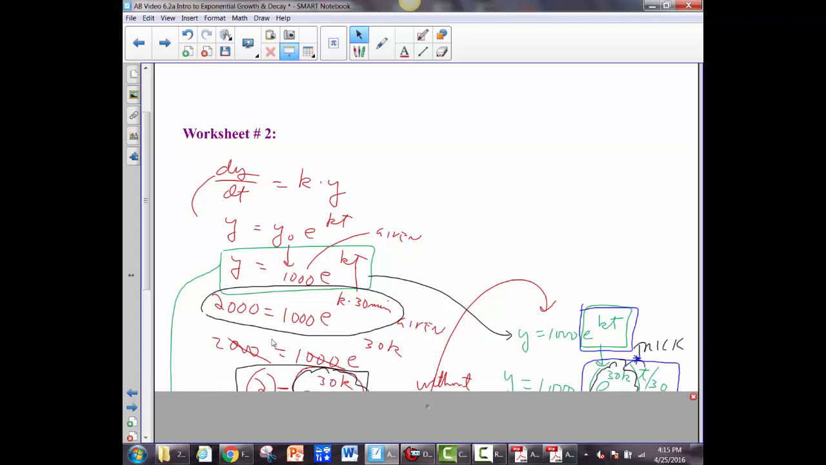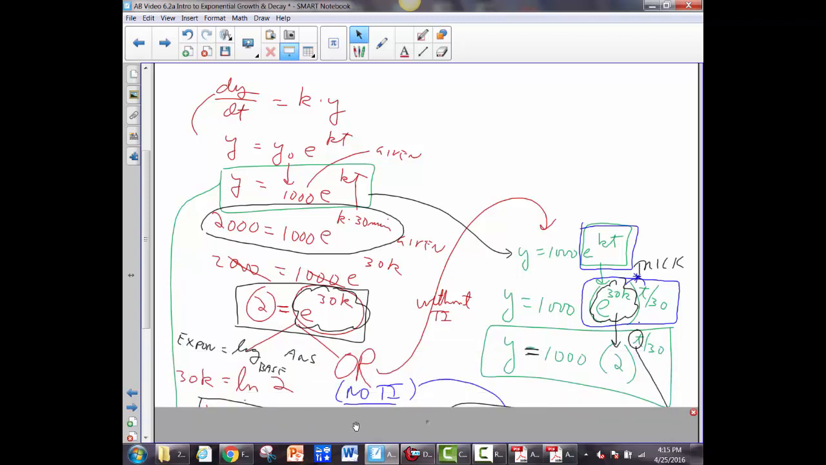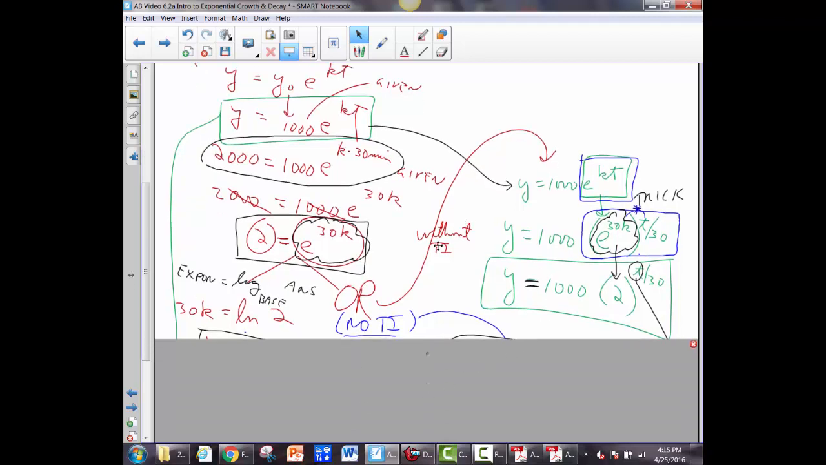So I can divide both sides by 1,000, and I will end up with e to the 30k equals 2. You can do it with the TI, but I'm going to do it not with the TI. Okay, so I'm going to do this version here. I'm going to go, okay, so this is y equals 1,000 e to the kt.